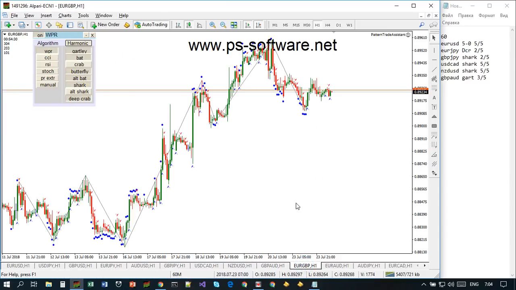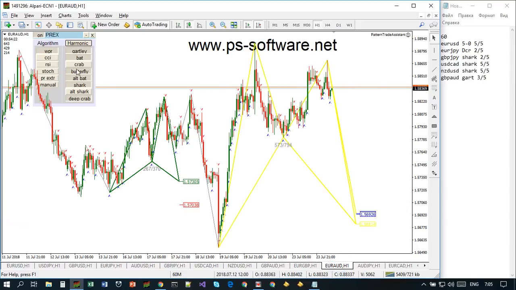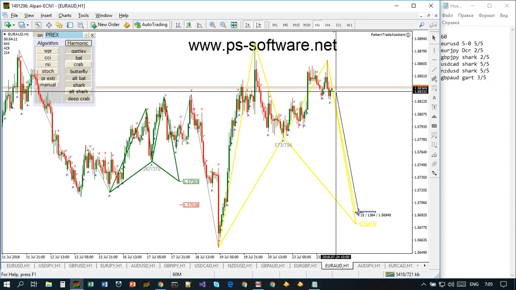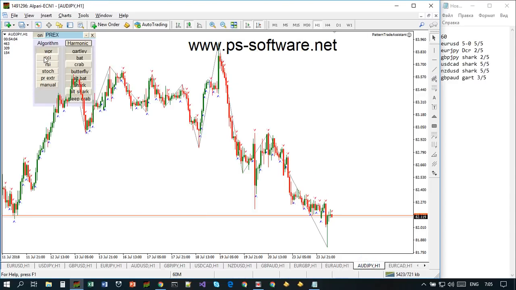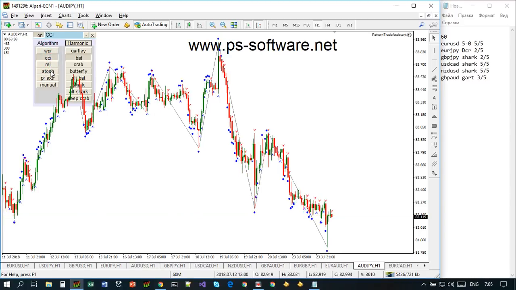Euro GBP. Nothing here. Euro Aussie. Potential bad pattern, pretty large one. Bad, and bad. Very far from completion. We still need 142 pips to go to the downside before we can say that the pattern is completed. So nothing is here, nothing is there.